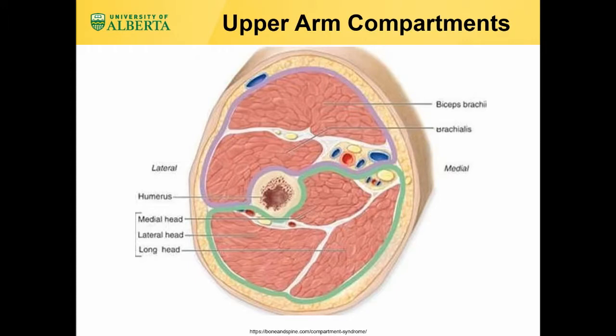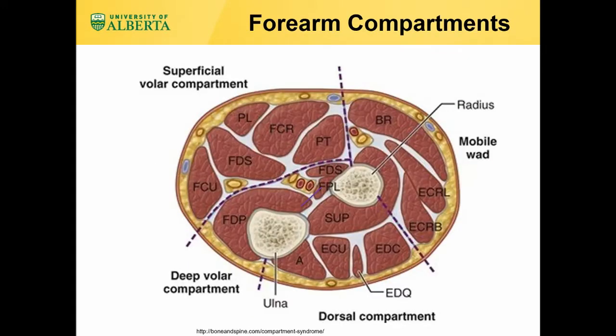This compartment also contains the brachial artery and the medial cutaneous nerve of the forearm. The median nerve crosses through the intermuscular septum between the anterior compartment and the posterior compartment. The posterior, or extensor compartment, contains the radial and ulnar nerves, as well as the three heads of the triceps muscle. The forearm contains three main compartments: volar, dorsal, and lateral.